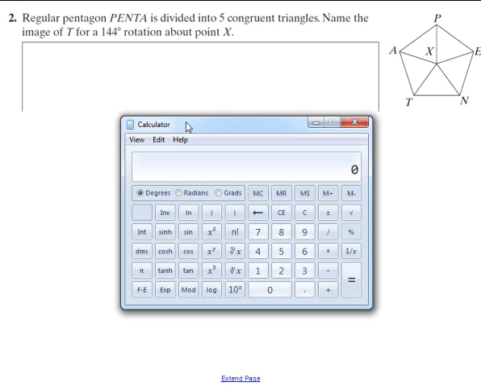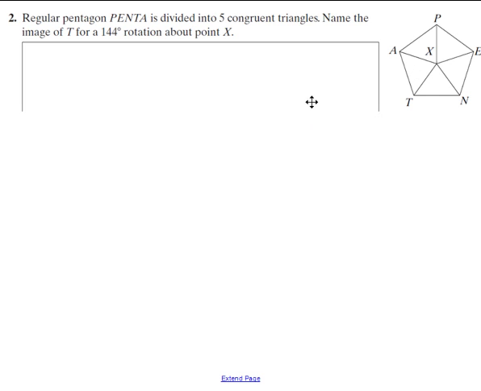Here we go. So 360 degrees divided by 5 angles, we get 72. So each angle in there is going to be 72 degrees.